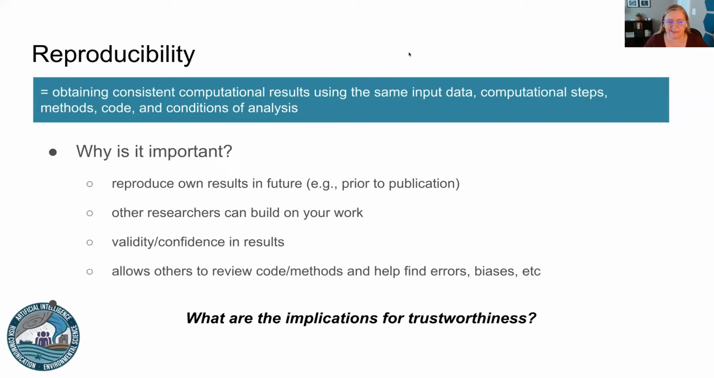Why is it important? So for one, we reproduce our own results a lot of the time prior to publication.